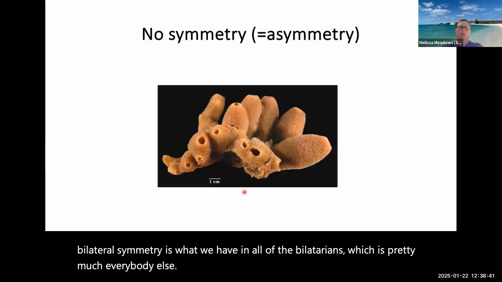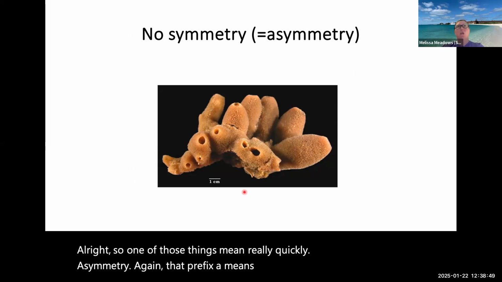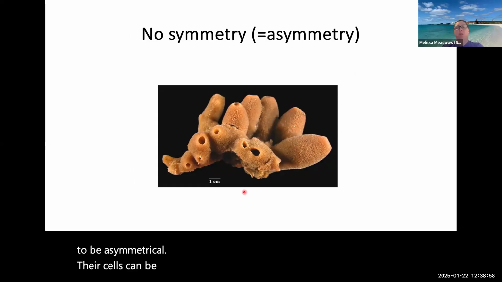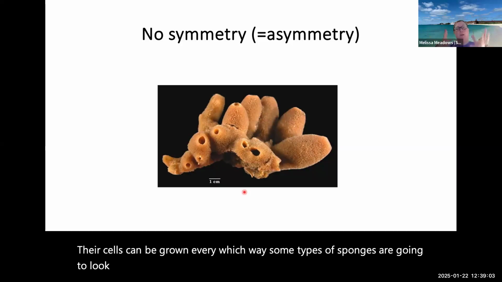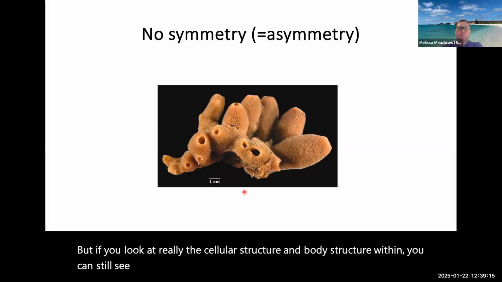All right, so what do those things mean really quickly? Asymmetry, again, that prefix a means without or no. So sponges are going to be asymmetrical. Their cells can be grown every which way. Some types of sponges are going to look quite symmetrical, but if you look at the cellular structure and body structure within, you can still see that asymmetry.